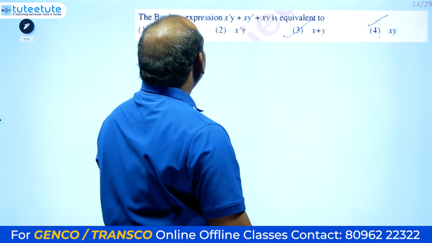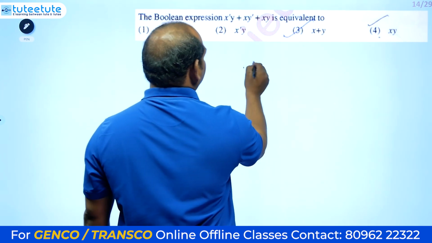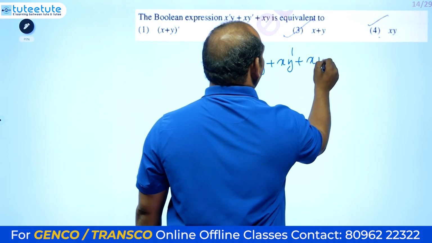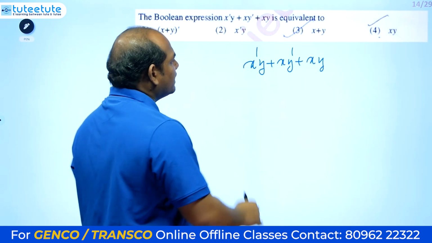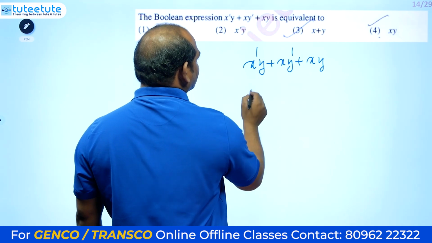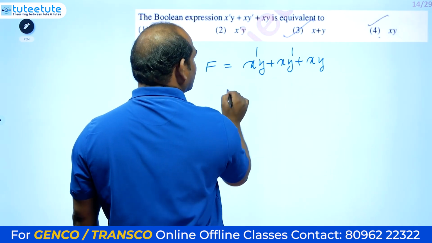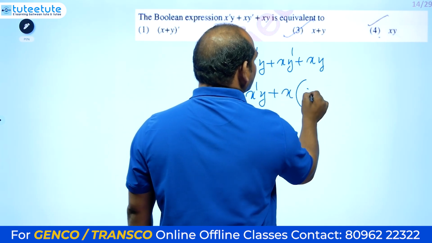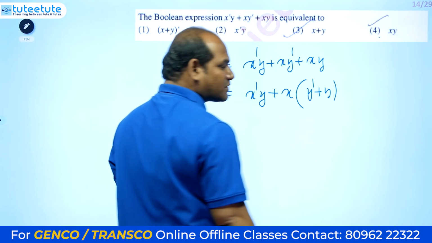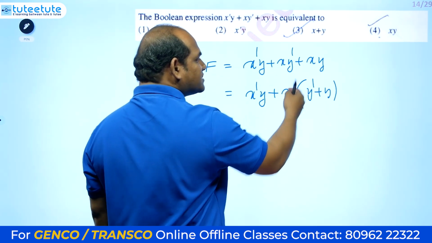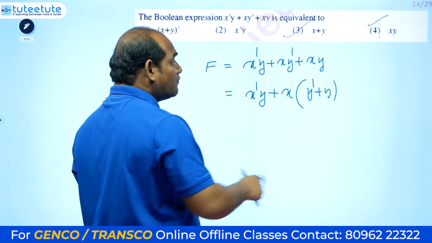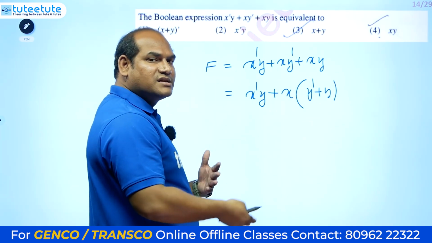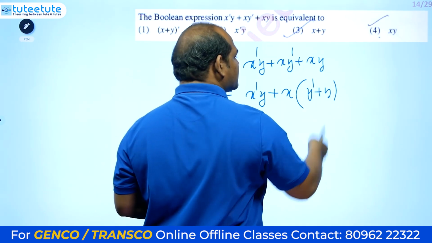Next one, the Boolean expression x dash y plus xy dash plus xy is equivalent to what? Okay. So we just have to simplify this one. For example, consider this is f. So that is equal to x dash y, and in these two you can take x as common. So y dash plus y. Okay. If you take y as 0, y dash is 1, so 1 plus 0 is 1. Or if you take y as 1, y dash is 0, so that again is 1. Either you take y as 0 or 1, you will get this summation equal to 1.